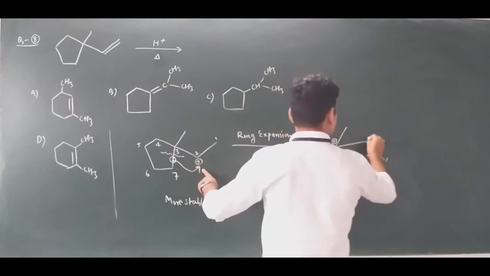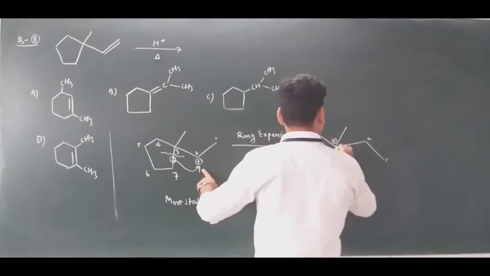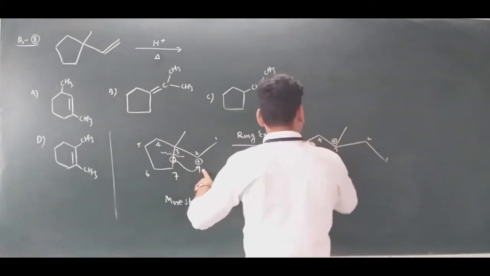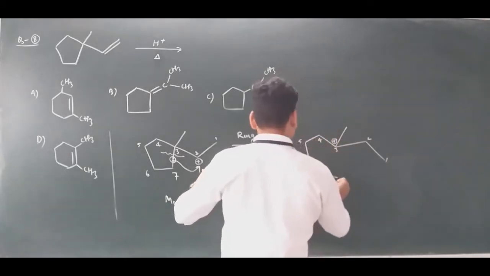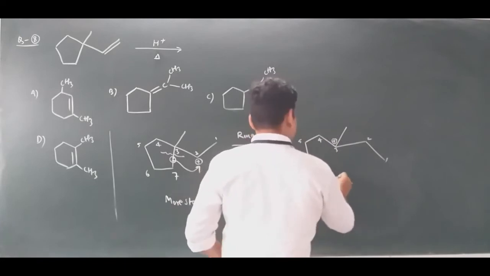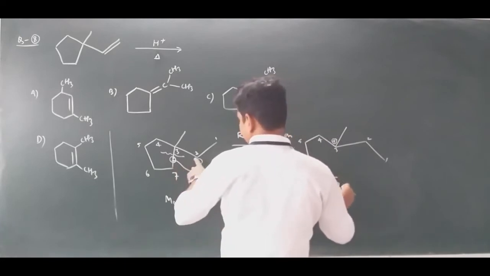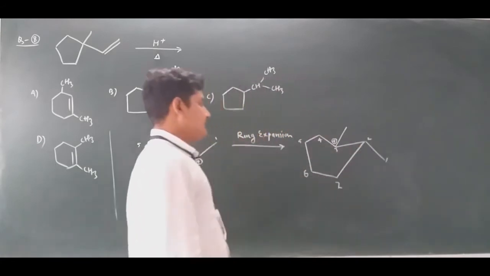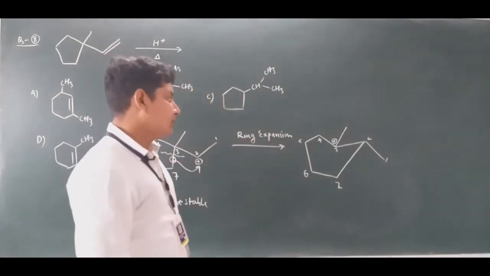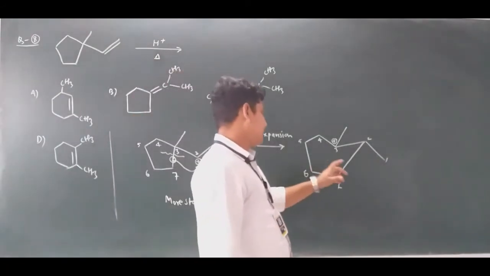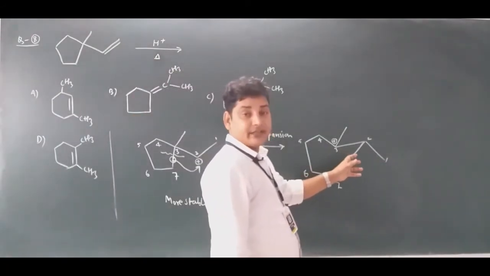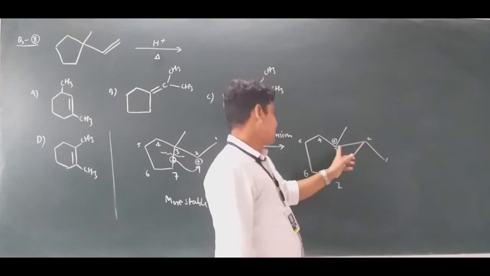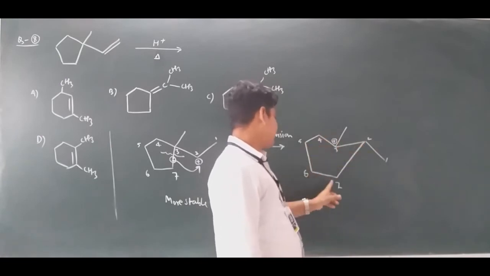This was 1, 2, and this was 3, 4, 5, 6, and here 7. So there is linkage between number 7 and 2. If you analyze here, the number of carbon atoms in the ring is 1, 2, 3, 4, 5, 6.